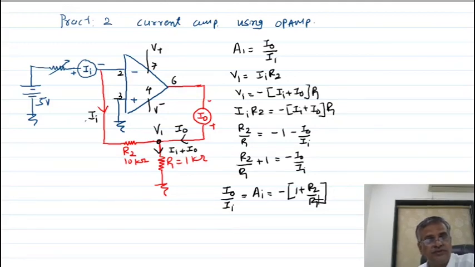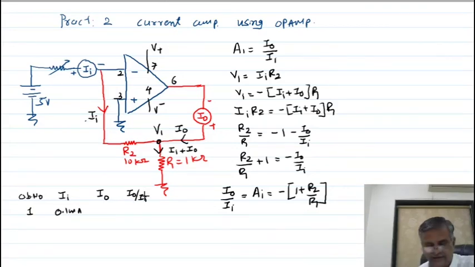What is the way to do this experiment? On the breadboard you have to connect this circuit, and with the help of this I am writing here observation number 1. I am adjusting the input current to 0.1 milliampere. I will measure the output current and I will find I_O upon I_I. This should be equal to this. For this circuit, this is 11, so I should get nearly about 11.